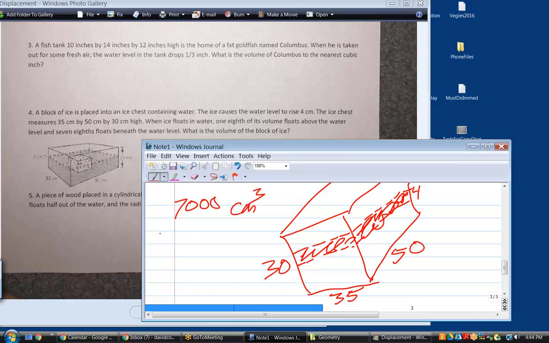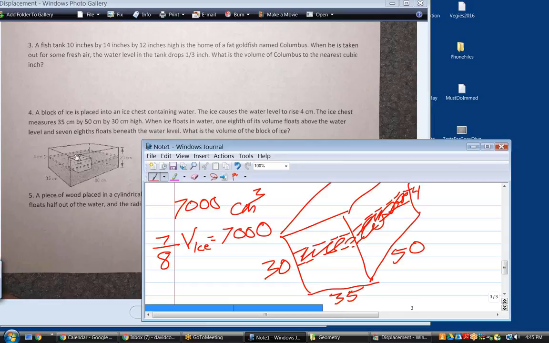7/8 of it. Okay, so let's write an equation. 7/8 of the volume of the ice block equals 7,000. In other words, the entire block of ice did not displace 7,000 cubic centimeters of water. 7/8 of it did. Because only 7/8 of the volume of that ice is below the water. The other 1/8 of it is floating on top.